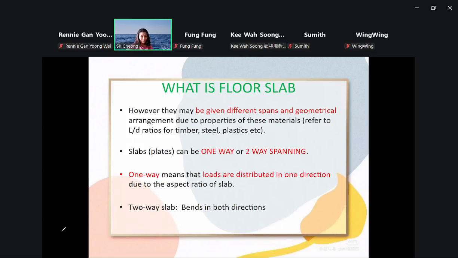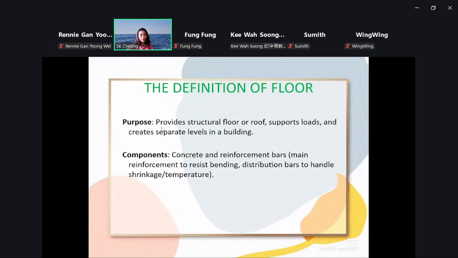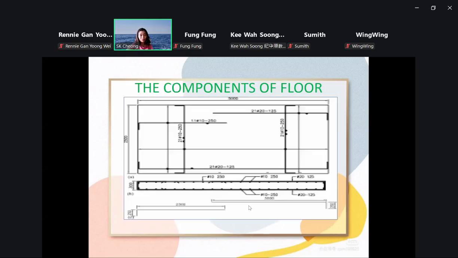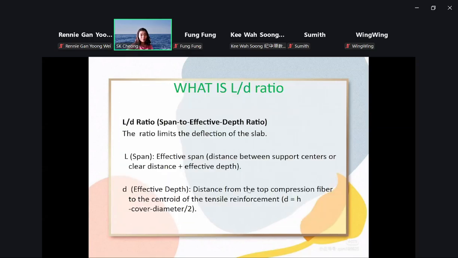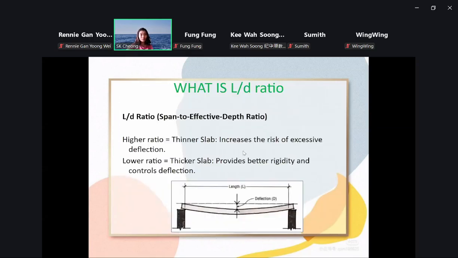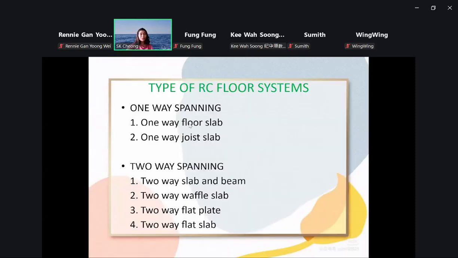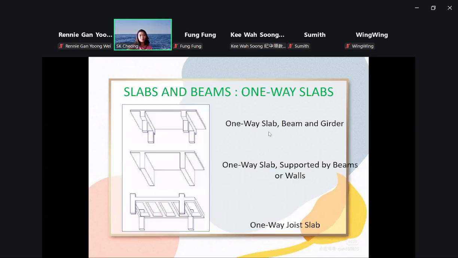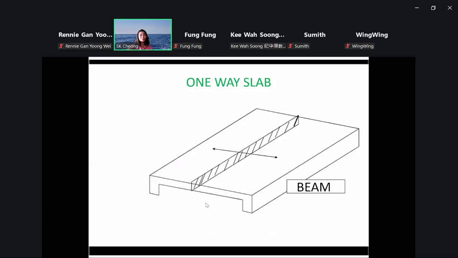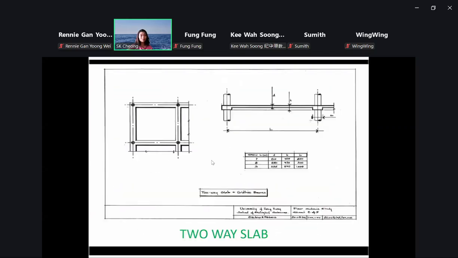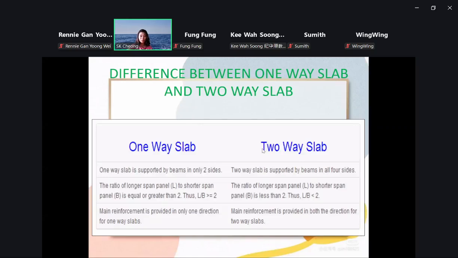What else do we have? I think next slide we have the answer, right? Okay, with definition and then the components. Okay, the functions of slab. No, this ratio is just to show you about the deflection. Okay, so types. After you have the floor definition, then you will dive into what are they? What is so-called one way and what is the two way? One way slab and two way slab. So what are the differences between these?